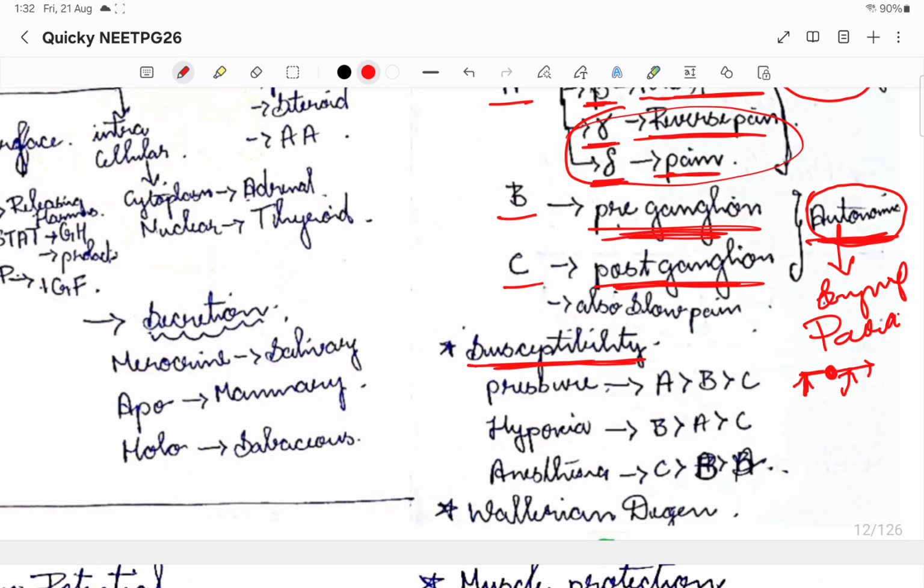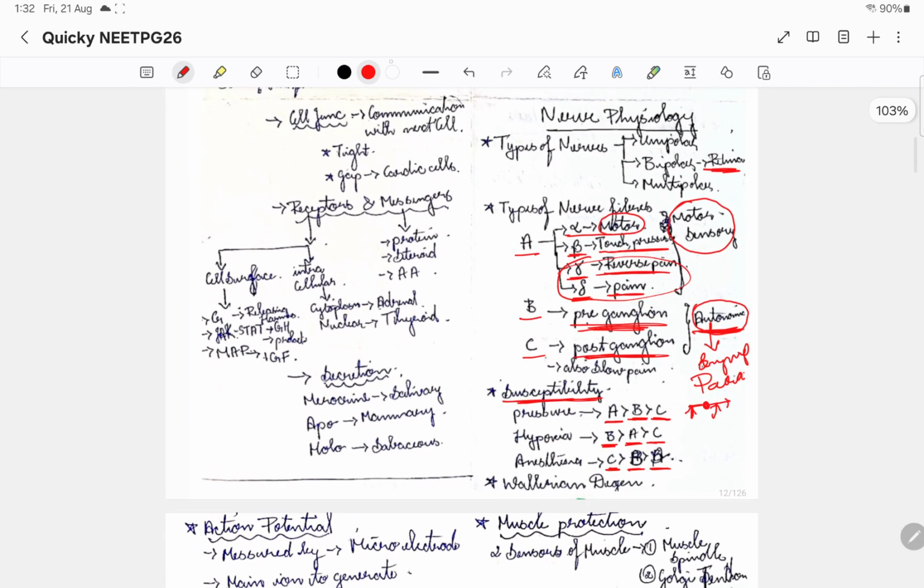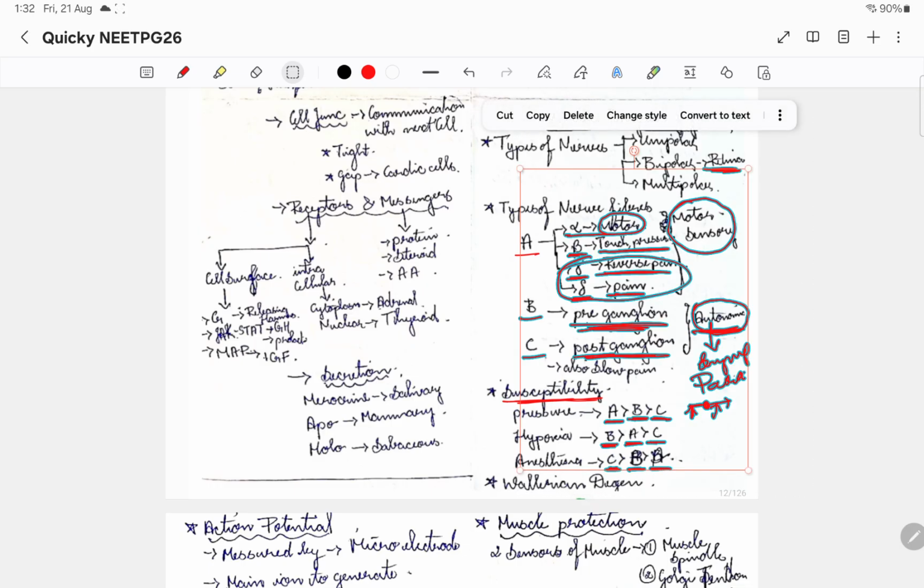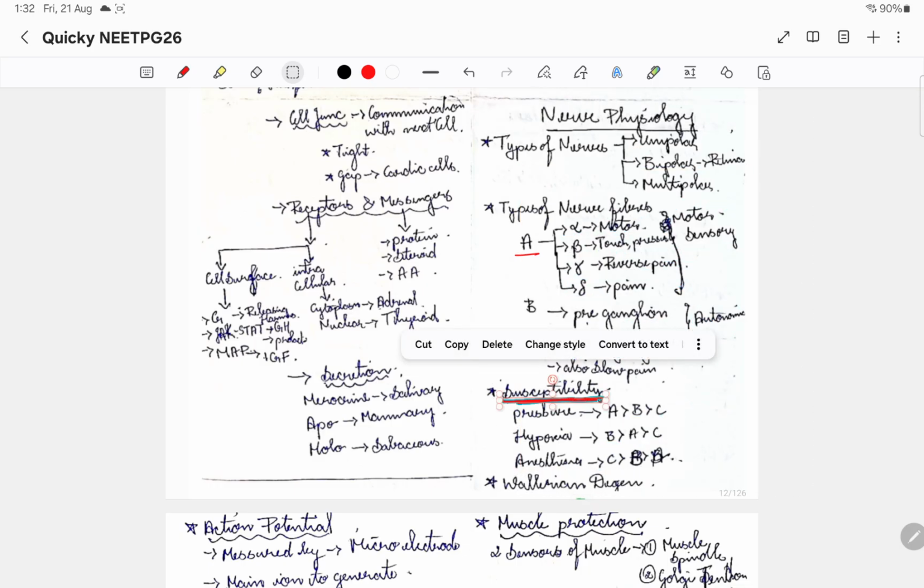So for pressure it is going to be A greater than B greater than C, meaning A will be more susceptible to pressure than B than C fibers, whereas in hypoxia B will be greater than A greater than C. Susceptibility of B fiber will be greater than A in that way. In anesthesia, C fibers are more affected than B fibers than A fibers. So this is the main thing with regards to the nerve fibers, their types and their clinical significance.